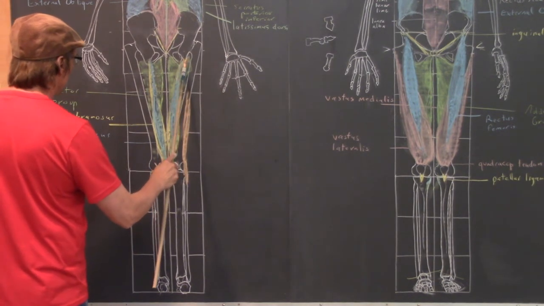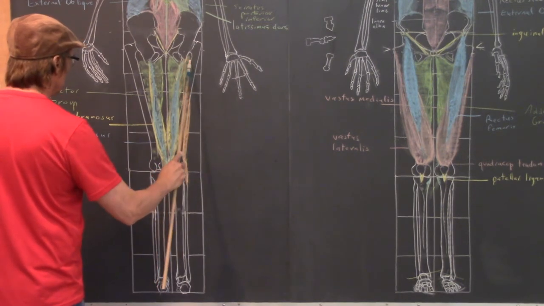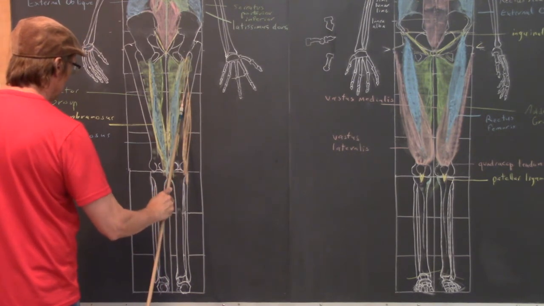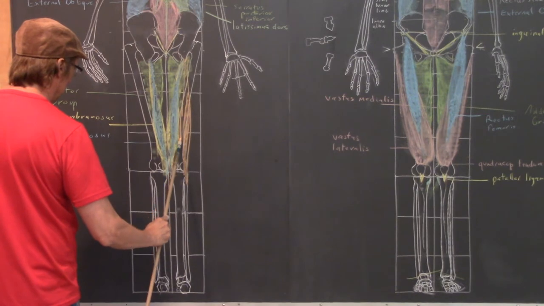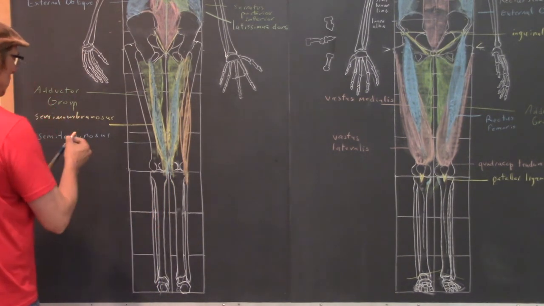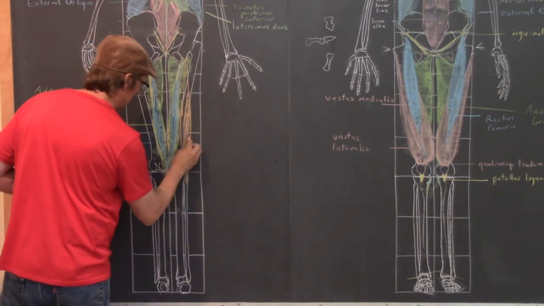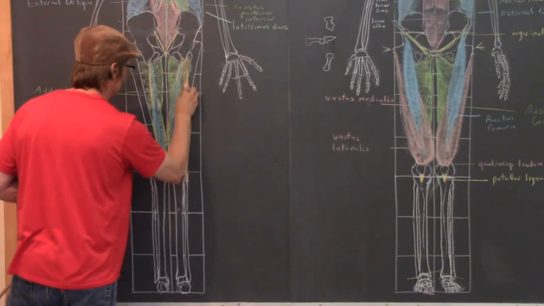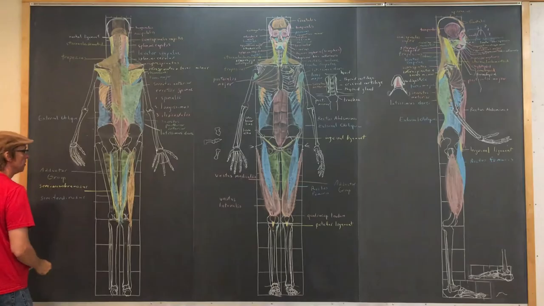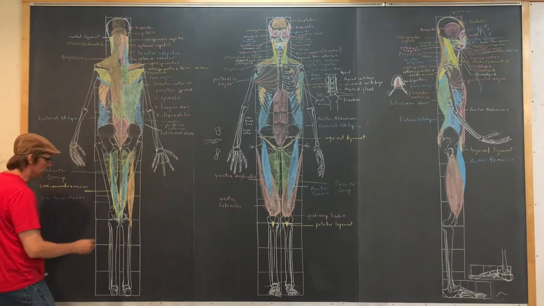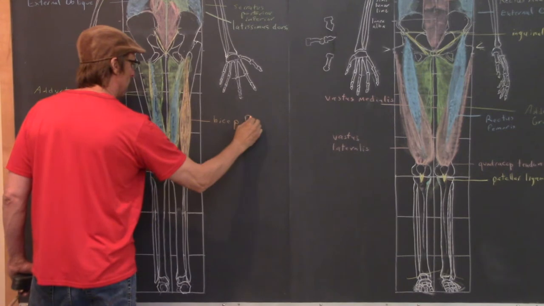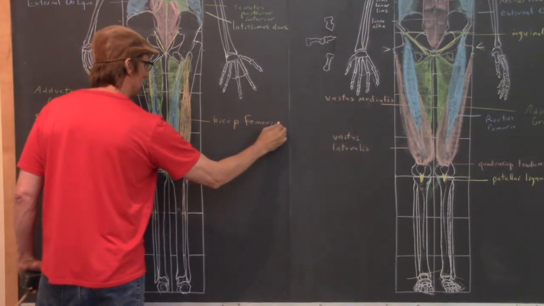So again, we can kind of come down with that strap. And this will overtake the medial head, or the shorter head there. Coming down from that tuberosity of the ischium there onto the head of the fibula. Biceps femoris.